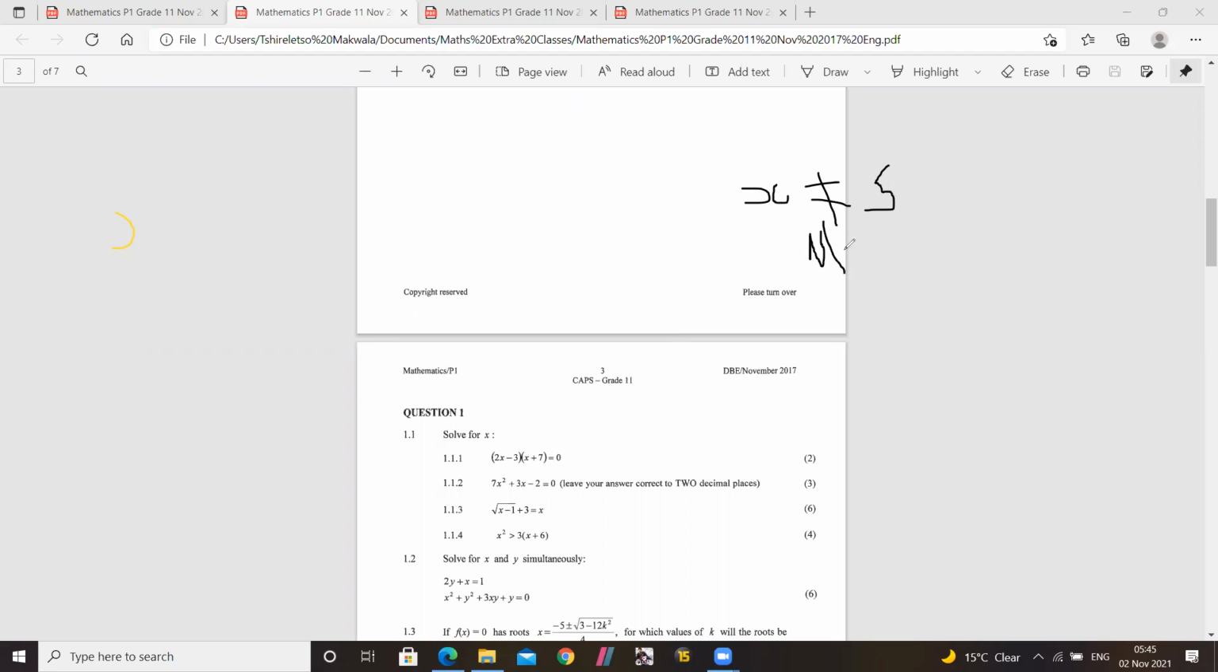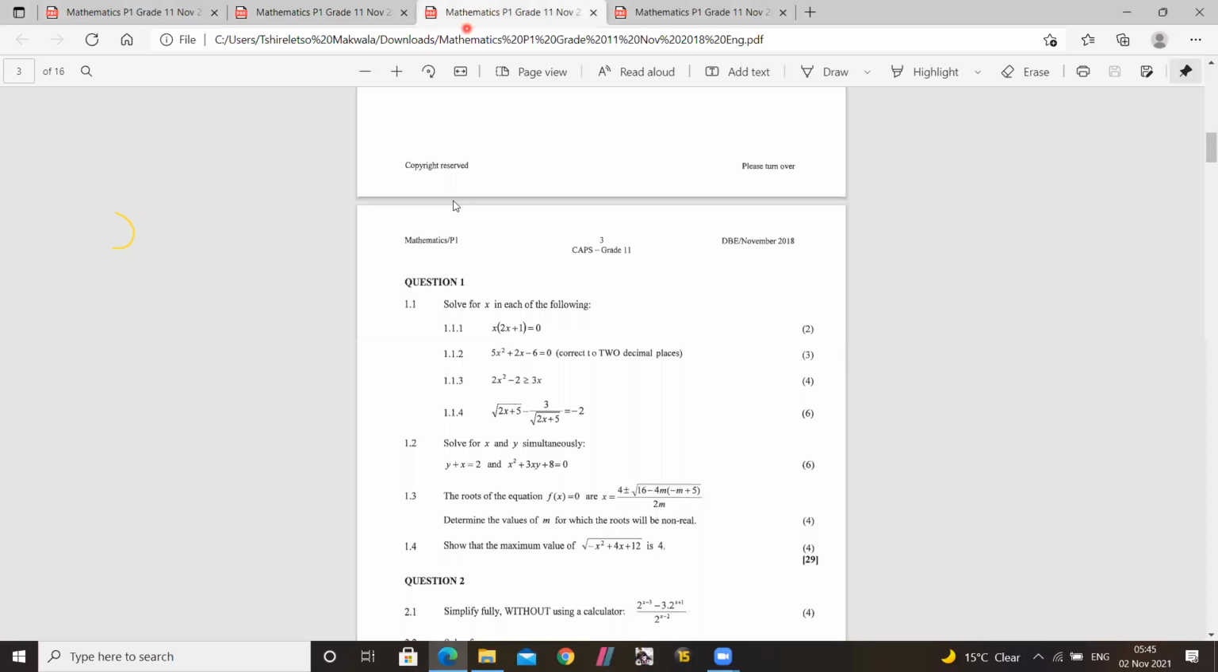Or NA. NA just means this thing is not applicable. So that's how you do a surd. Every time you see a surd, you want to cancel out that surd.